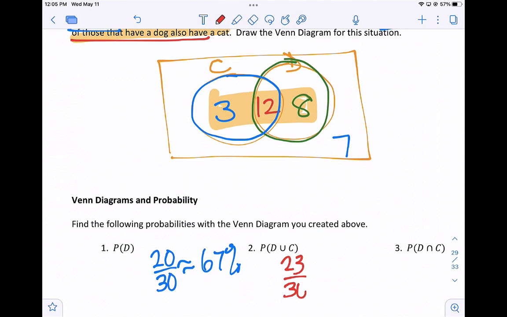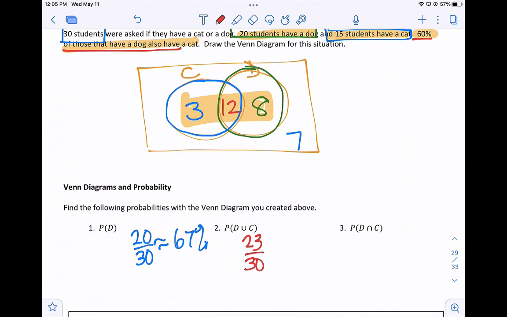And I'll just leave that as a fraction, but you can change it to a decimal or percent. And how many have a dog and a cat? So that would be the middle, 12 out of 30. And again, I'll leave it, but you can change it to a decimal or percent.